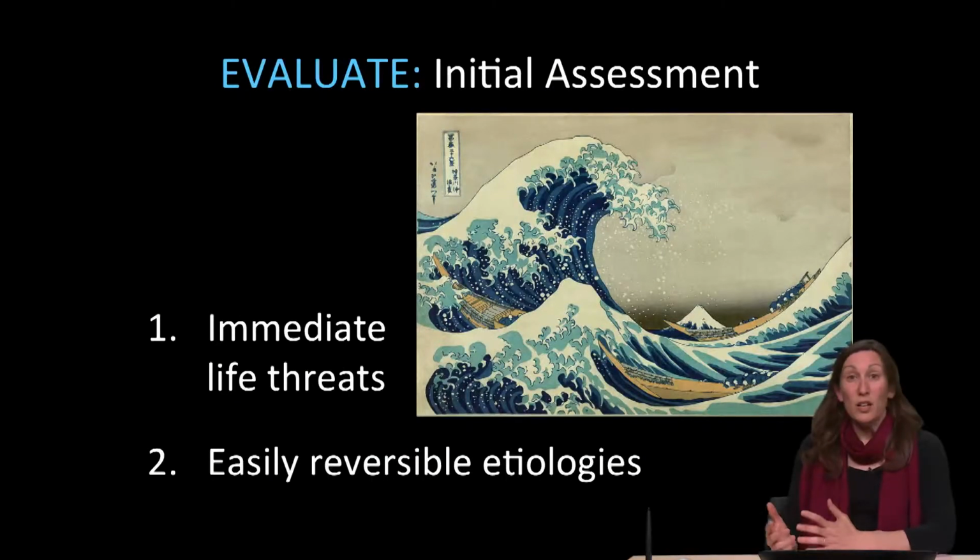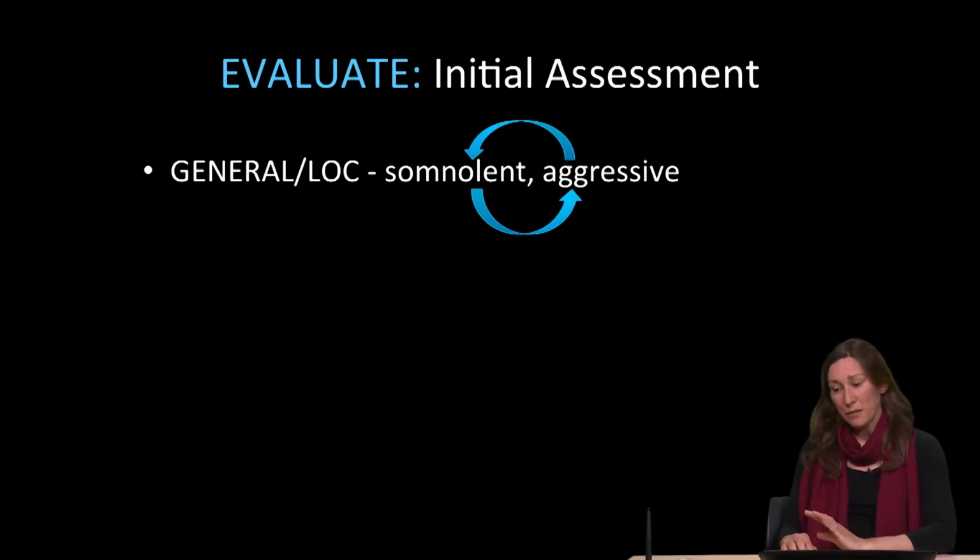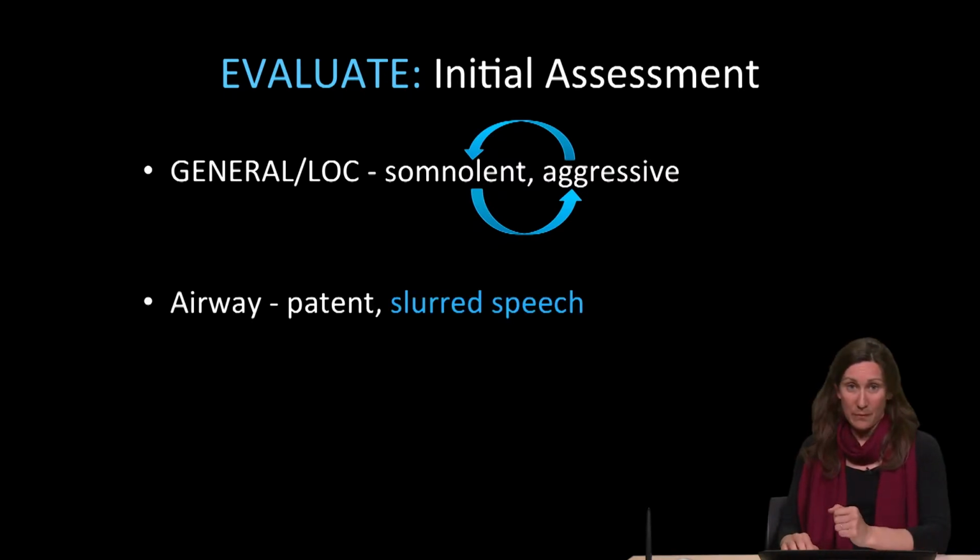Let's talk about our initial assessment. When we evaluate the patient for the first time, we are really looking for two things: immediate life threats and easily reversible etiologies. So let's talk about our 62-year-old alcoholic. In general, he appears somnolent, alternating with an aggressive yelling and screaming. So again, he's changing even right before you.